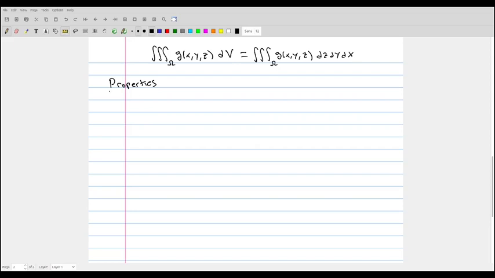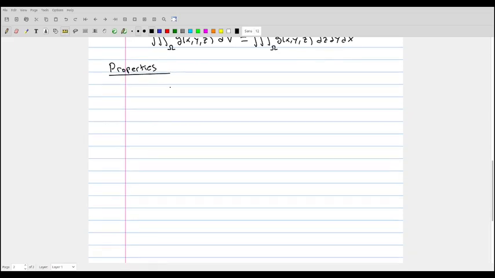Before we do that, we want to list some properties so we know that we can do relatively straightforward calculations with this triple integral. The first big property is called the constant property. And all of these properties can be shown with sum properties from the Riemann sum. So you kind of resort to using the Riemann sum to show all of these properties.